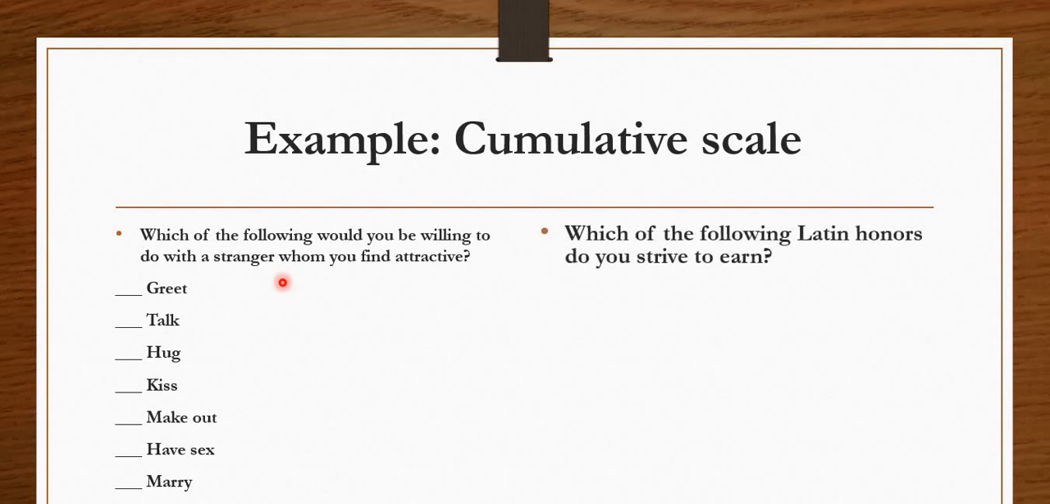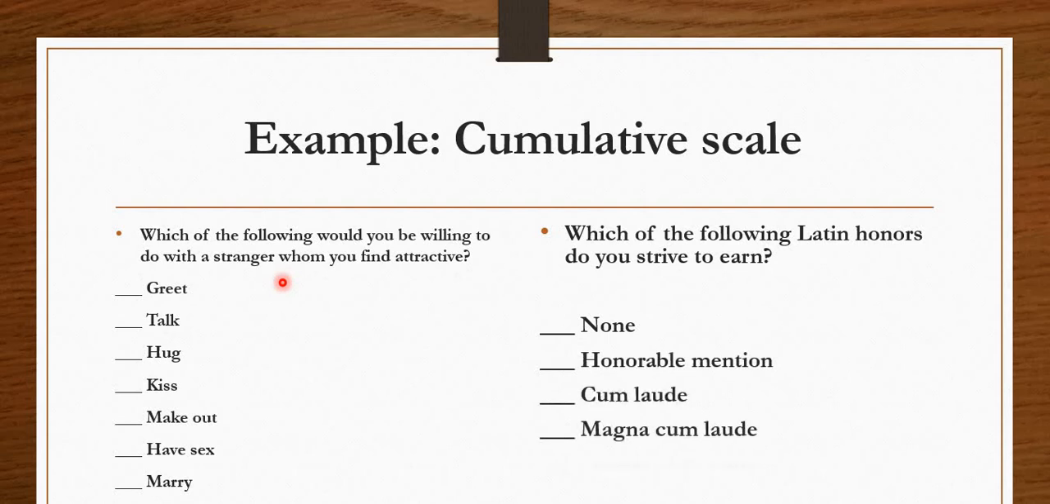Which of the following Latin honors do you strive to earn? None, honorable mention, cum laude, magna cum laude, or summa cum laude. If you aim for summa cum laude, then that means you will be also aiming for this, as this is the highest laude or the highest Latin honors. And that's cumulative scale. Once you enter one answer, it's also saying that you're also okay with the answers below it, below its level.